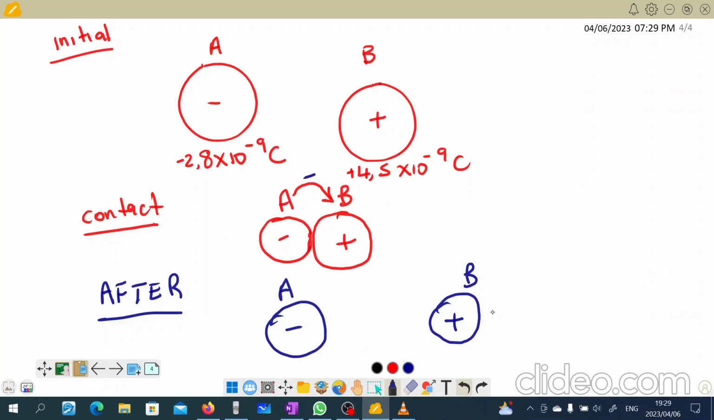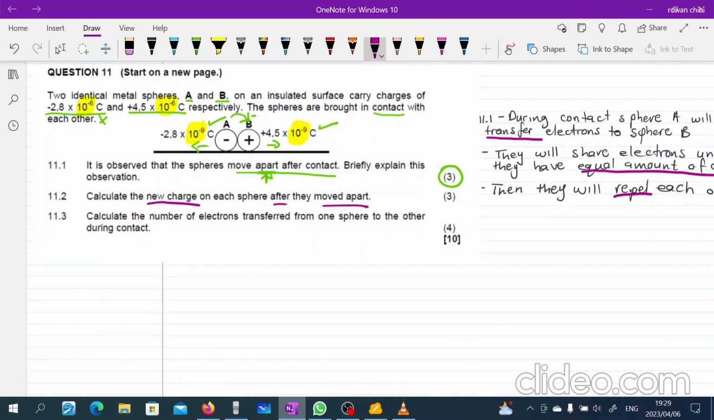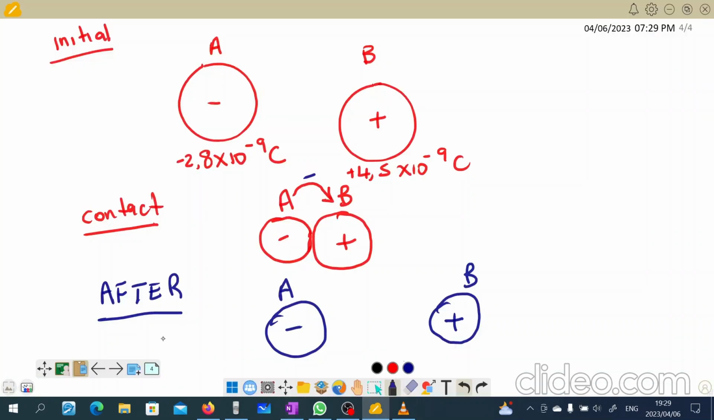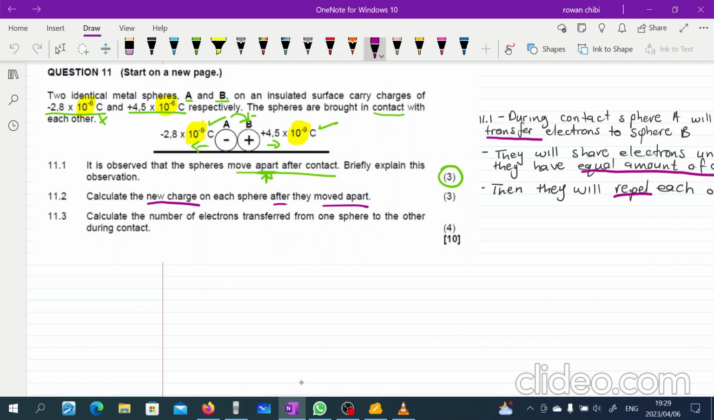So we want to know now what is going to be, calculate a new charge on each sphere after they move apart. What will be the Q new for A? What will be the Q new for B? We want to get this magnitude. Now we know how we do this. We use our formula.